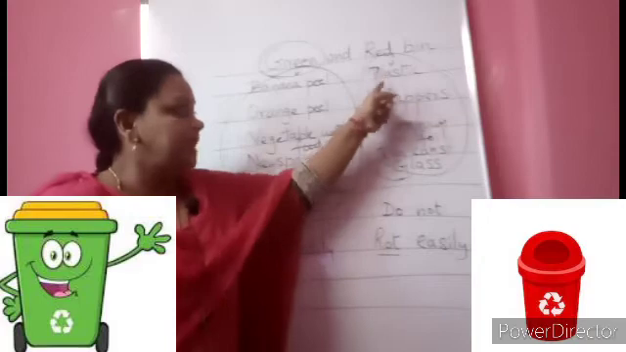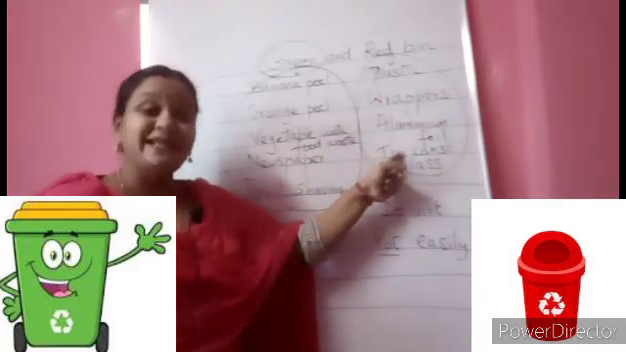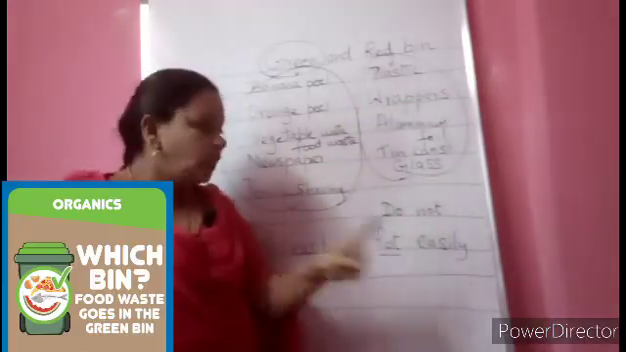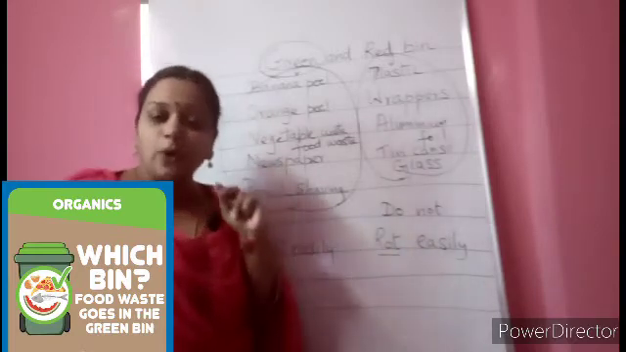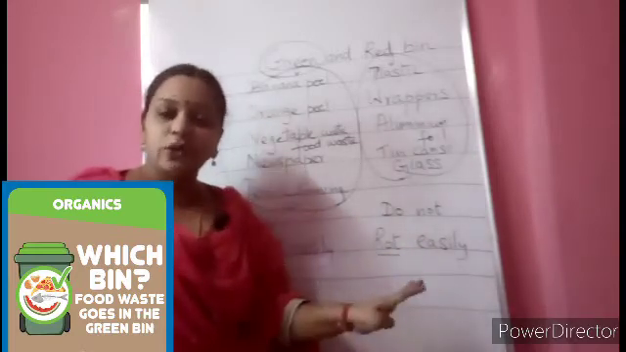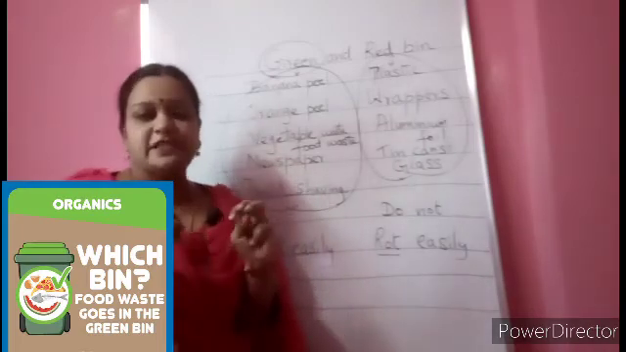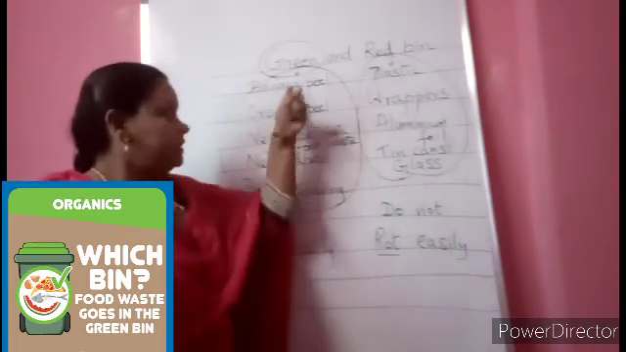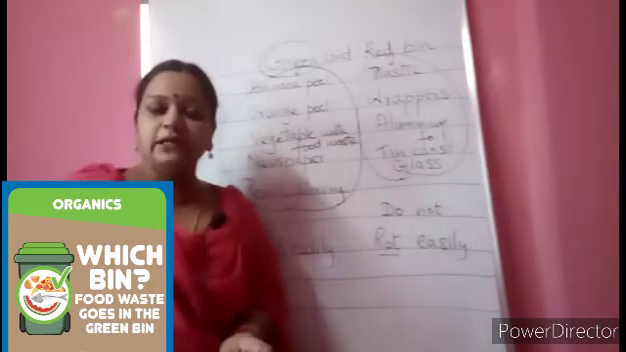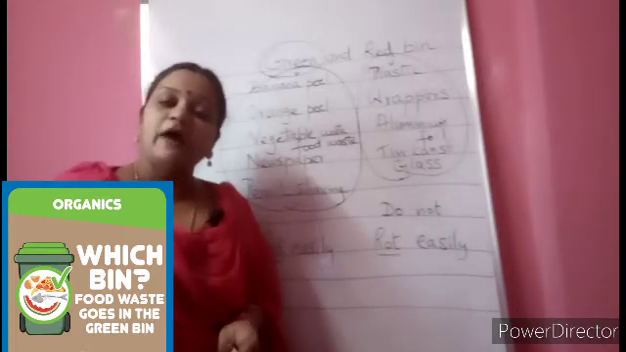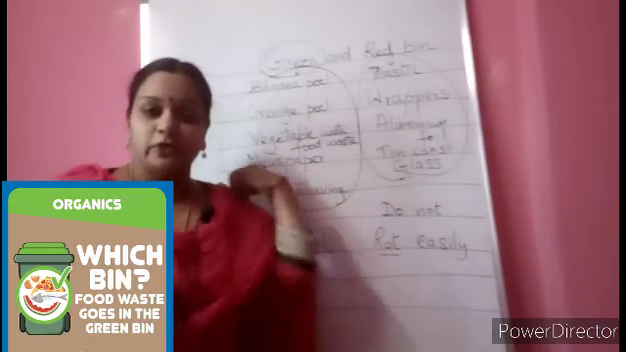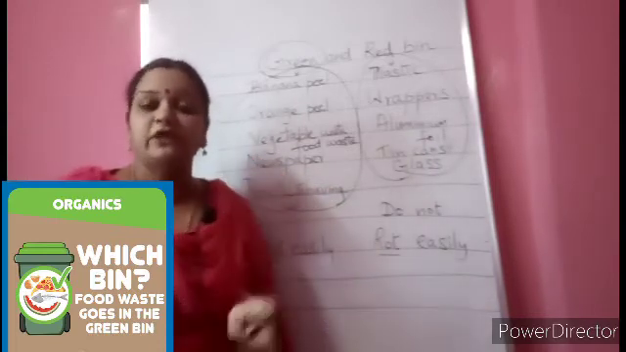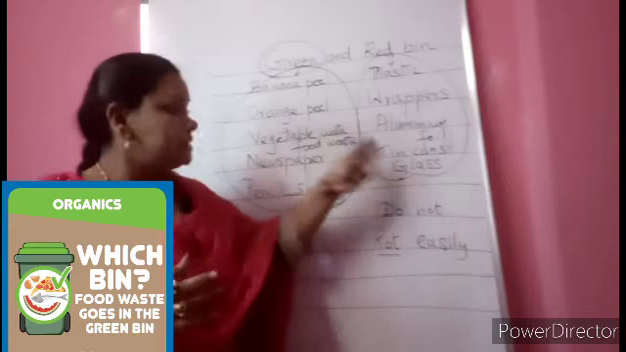But the plastic wrappers, aluminum foil, tin cans, glass and all do not rot easily. R-O-T, rot, that means getting spoiled. If they are thrown in the soil, they will not. For example, see, dry leaves are there. When dry leaves fall from the tree onto the soil, after some days they will mix up with the soil and make the soil fertile. That is why we have to separate them.